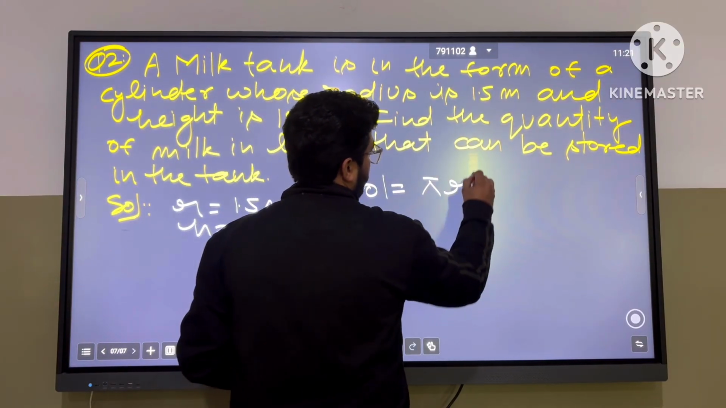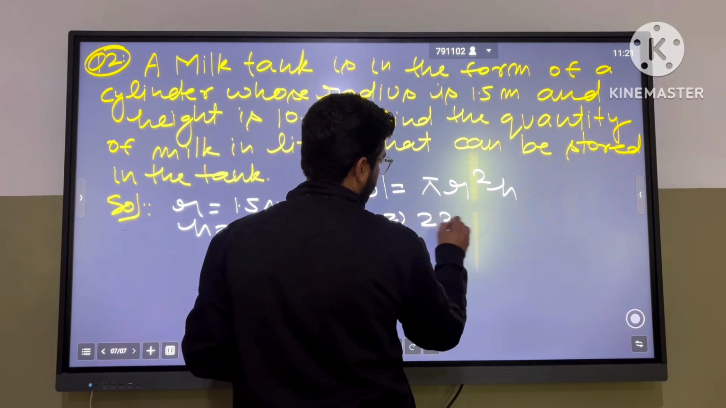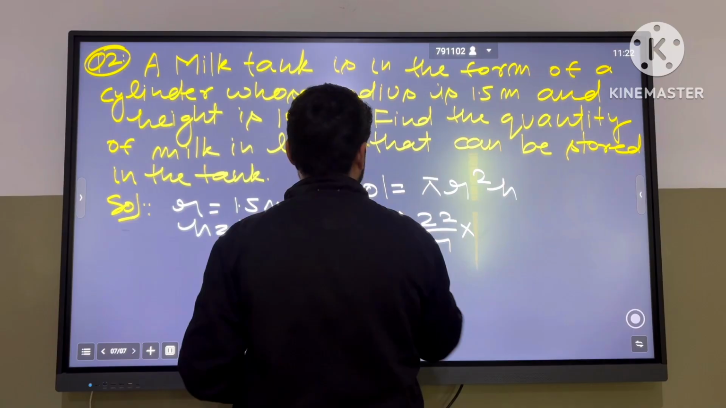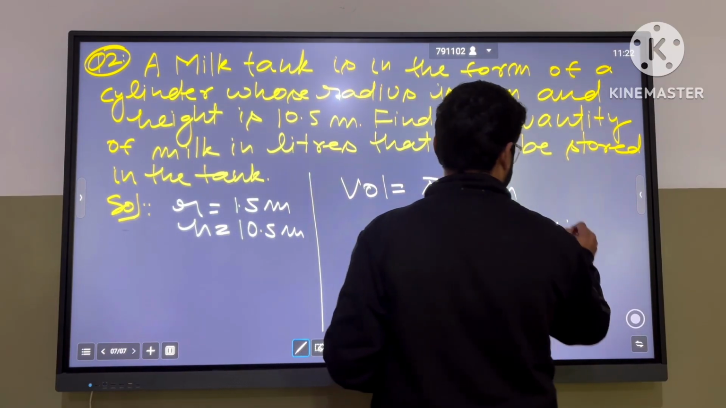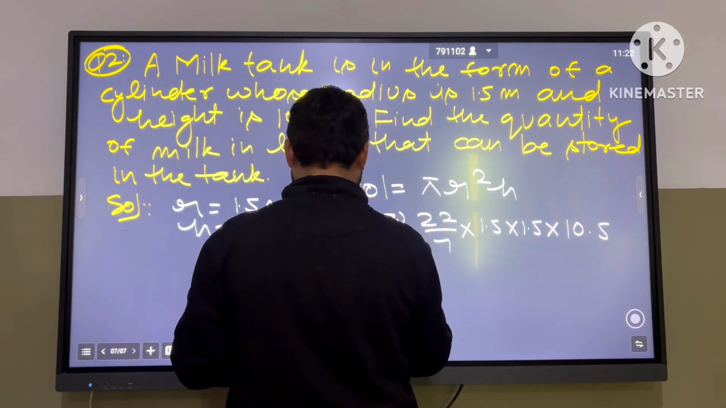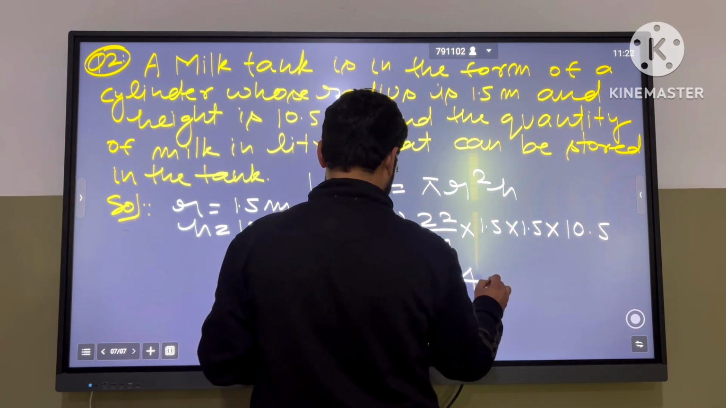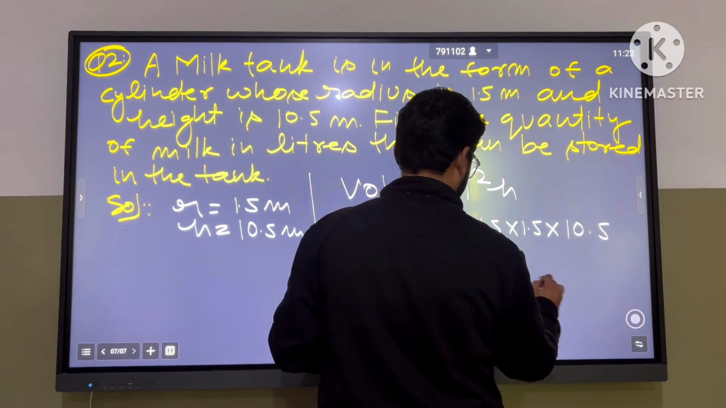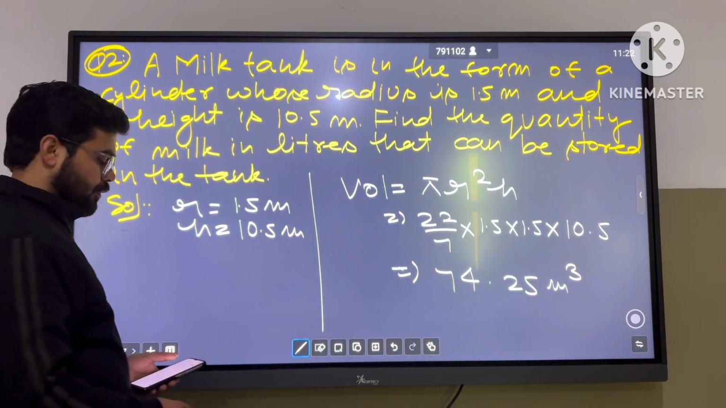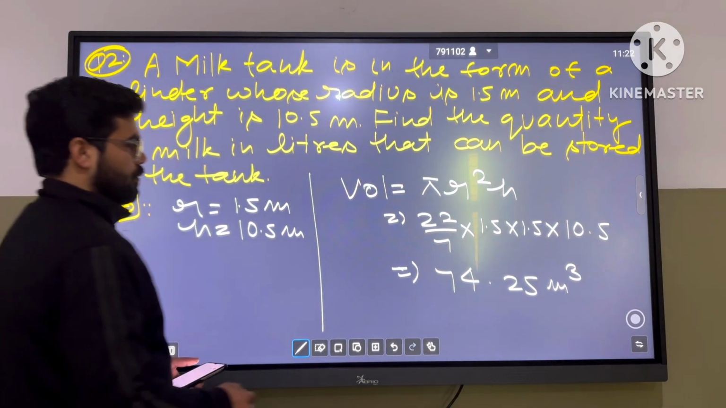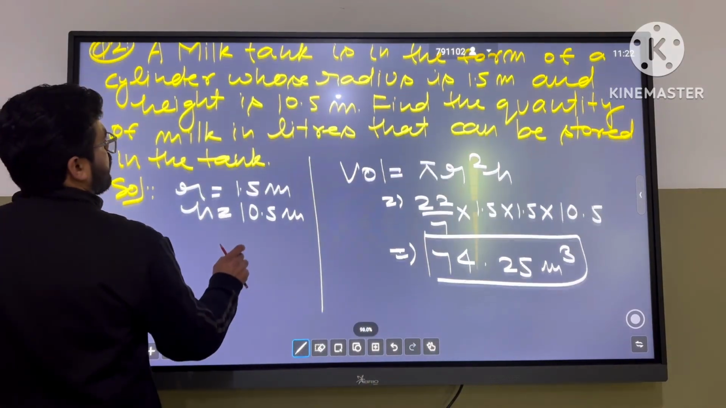pi r square h. Value of pi is 22/7 and the value of r we have given 1.5 into 1.5 and value of h is 10.5. So dear friends, if we calculate this, the final answer will be 74.25 meter cube. Answer is 74.25 meter cube. So dear friends, this is the volume in meter cube.